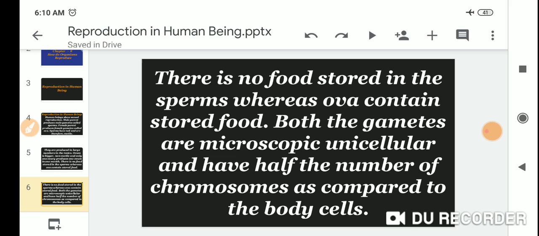Both the gametes are microscopic, unicellular, and have half the number of chromosomes as compared to the body cells.